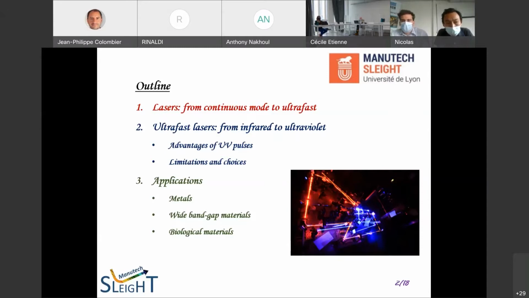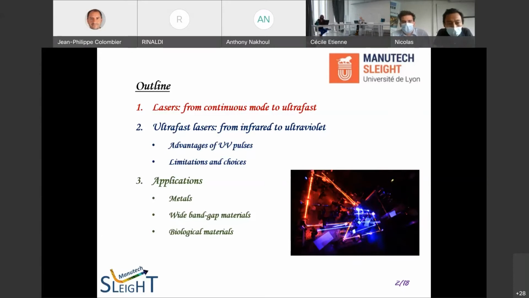In ultrafast laser mode, we very often work with infrared laser wavelengths. Then in section 2, we will look at why we want to talk about ultraviolet. In this section, Nicolas COMPERE will show the advantages, the reasons why we want to use UV laser pulses. We also have to look at the limitations and the choices of laser sources, especially for industrial applications. And then I'll take the microphone back.